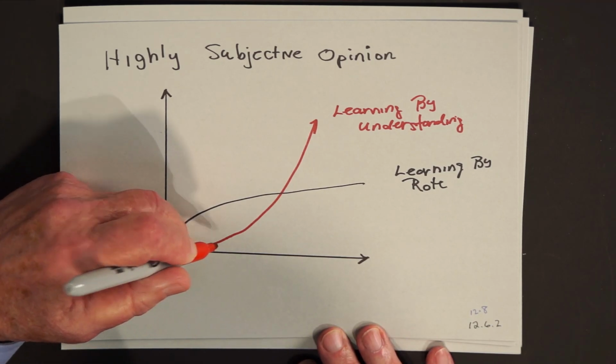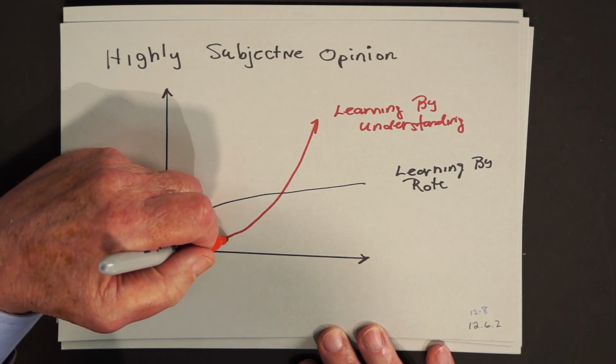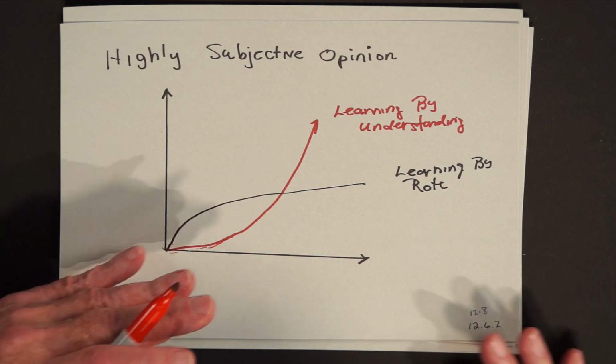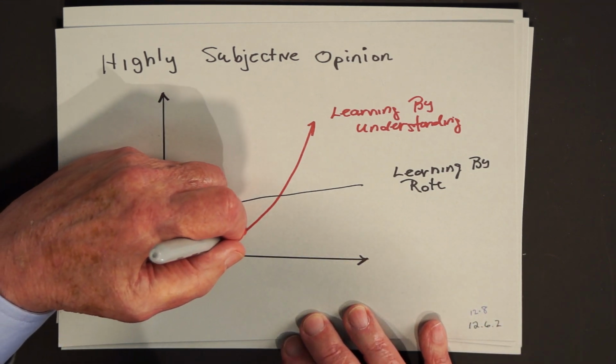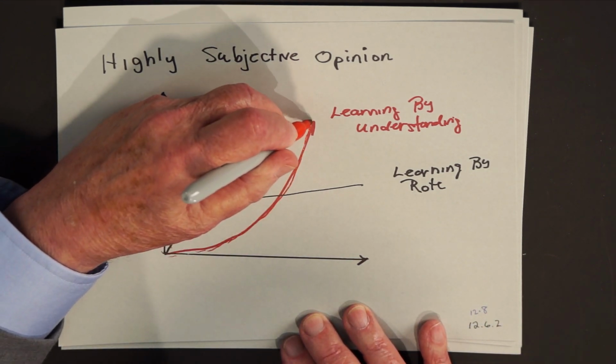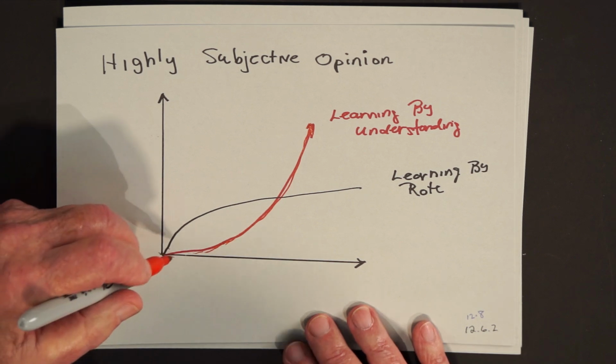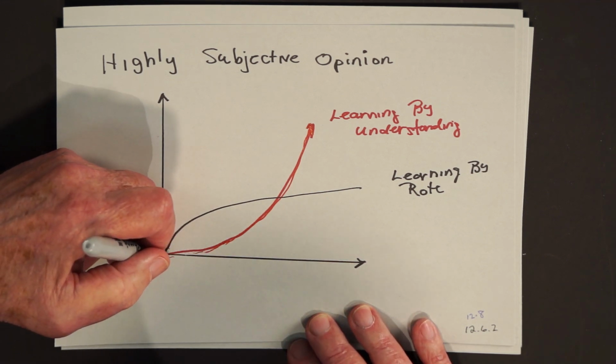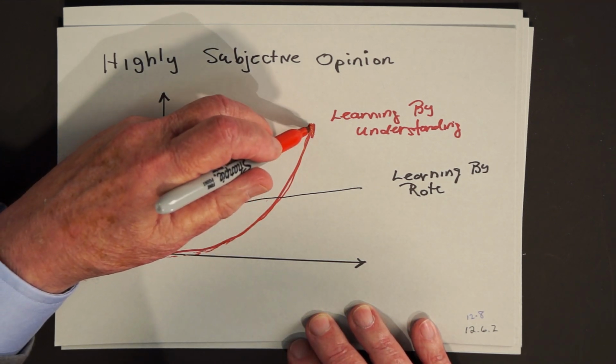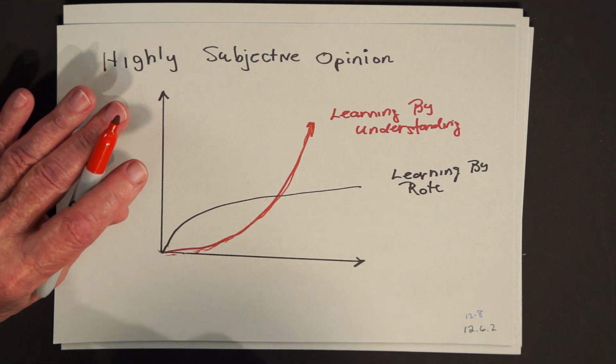Now, what happens when you learn logically? It's very difficult. You're getting the fundamentals. You start off very, very slowly, but as you build up the logical connection, as you start to understand the why versus the how, the learning curve becomes faster and faster. And eventually the logical way of learning, by understanding, overtakes learning by rote.